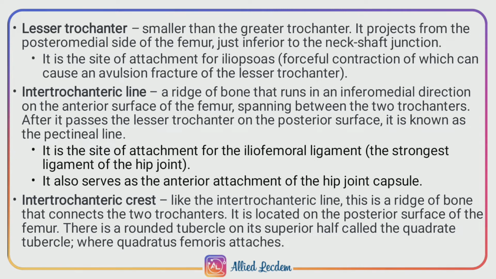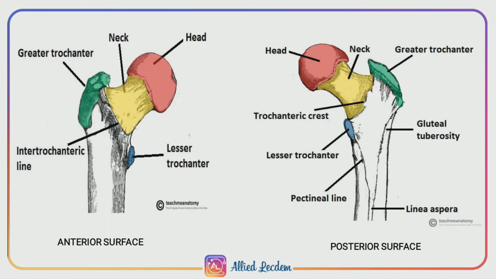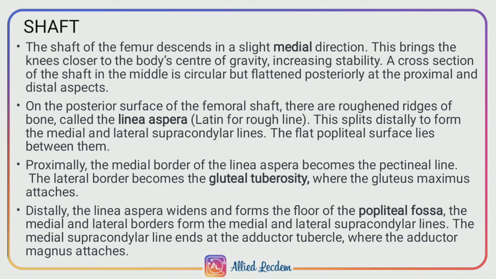As we can see in this image, the head articulates with the acetabulum to form the hip joint, whereas the neck anchors between the head and the shaft of the femur bone. Next are the two bony processes, the greater trochanter and lesser trochanter, and two ridges, the intertrochanteric line and intertrochanteric crest. The next is the shaft or body of the femur, which descends in a slight medial direction. This brings the knee close to the body's center of gravity, increasing stability.